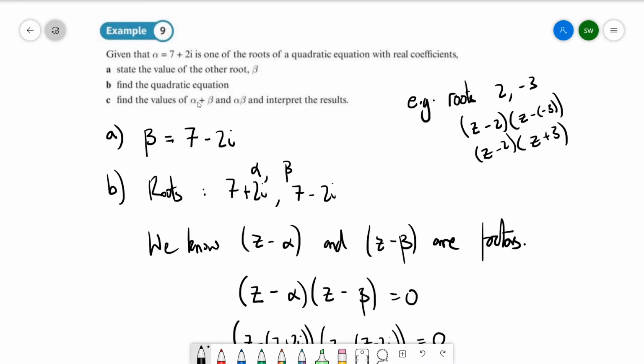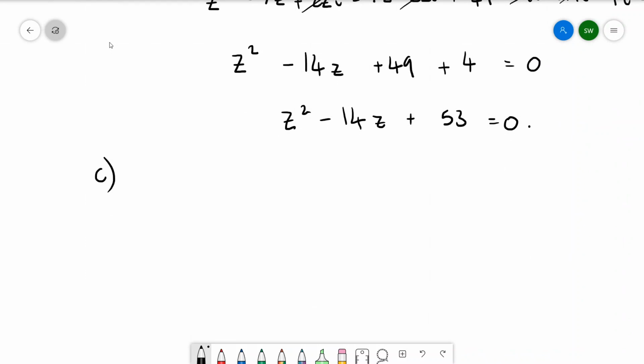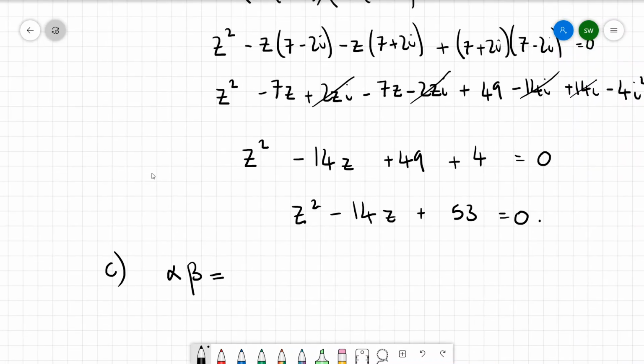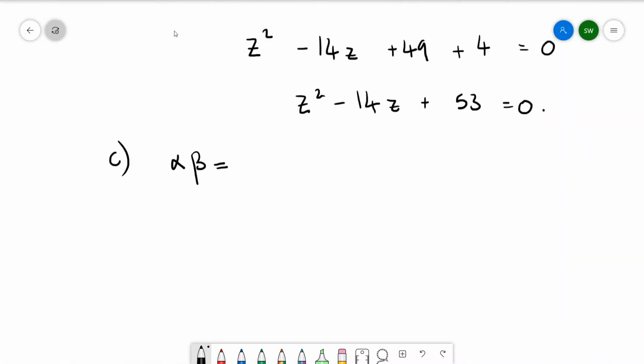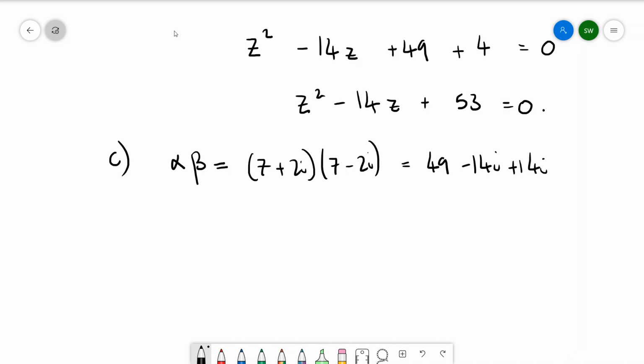In part C, we're asked to find alpha plus beta and alpha beta and to interpret the result. So let's try and work out what alpha beta and alpha plus beta is. So alpha beta is the two roots multiplied together. So 7 plus 2i times 7 minus 2i. So let's multiply them together. We're going to get 49 minus 14i plus 14i and minus 4i squared, which we can simplify to 49 minus 4 times minus 1, which is plus 4, so we get 53.